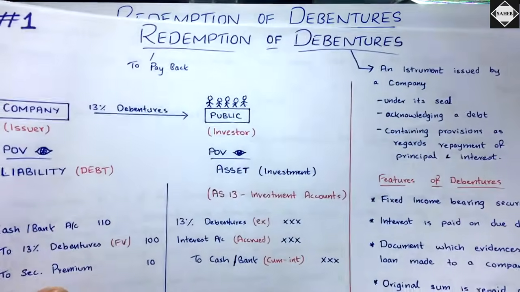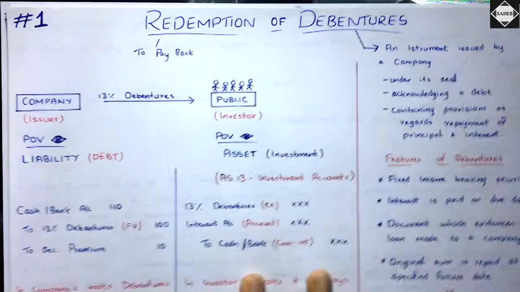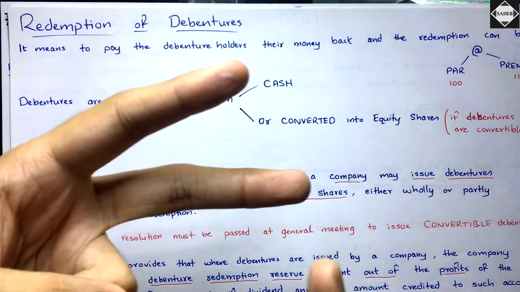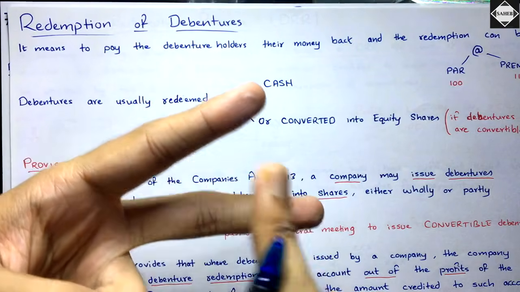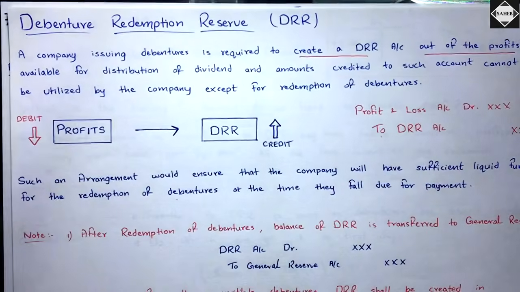See here, in the first video what we have done. We have understood the basic concept of redemption of debentures first, and then we moved on to see the role of the Companies Act 2013 in this chapter. We saw that the company has to create these two things, DRR and DRI, debenture redemption reserve and debenture redemption reserve investment, right? So you have to have a proper understanding of that.